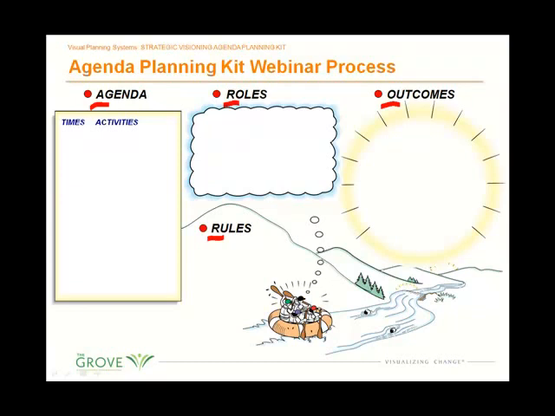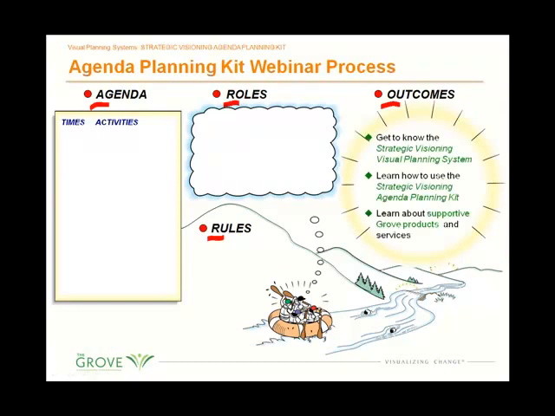In this particular presentation, I'm just modeling what we did on a web conference on the same topic. Here are the outcomes that I have for this little presentation. First of all, I'd really like you to get to know strategic visioning as a planning system and understand what that is, and then learn how to use the Strategic Visioning Agenda Planning Kit to plan those processes, and then learn a little bit about the supportive Grove products and services.